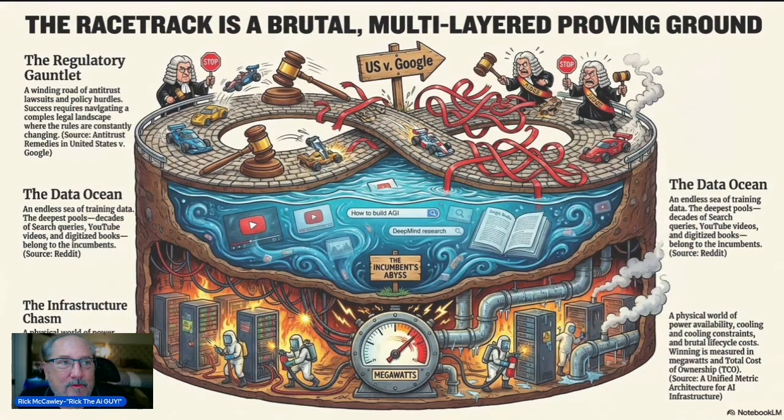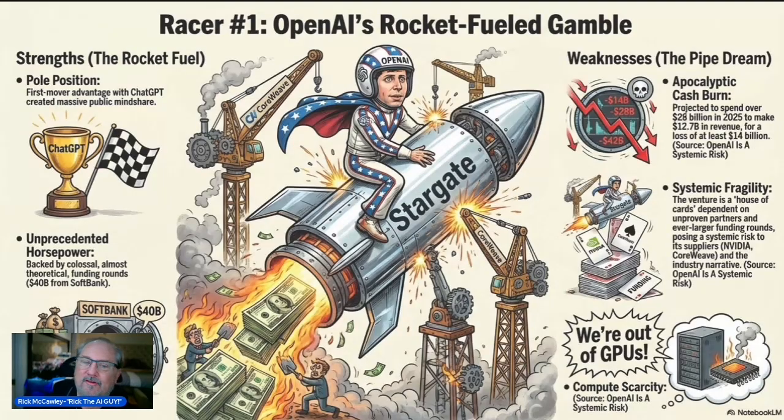This is slide number 4. Wow. So what is the problem? The regulatory gauntlet, a winding road of antitrust lawsuits, policy hurdles, success requires navigation. Wow, antitrust. So the source, antitrust remedies, United States versus Google. Holy cow. I didn't know this. In fact, I didn't pay close enough attention. But now, if you're an educator, this is a gold mine of ideas and thoughts visually explained. So you know me, I'm a visual person.